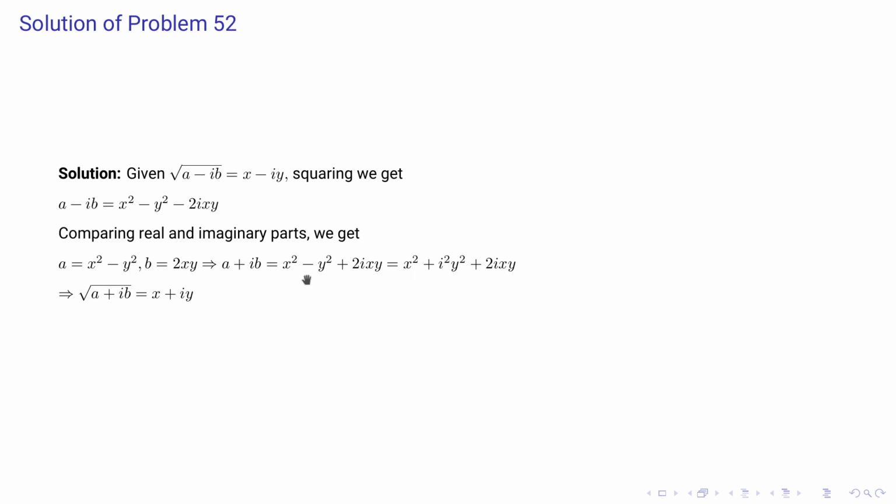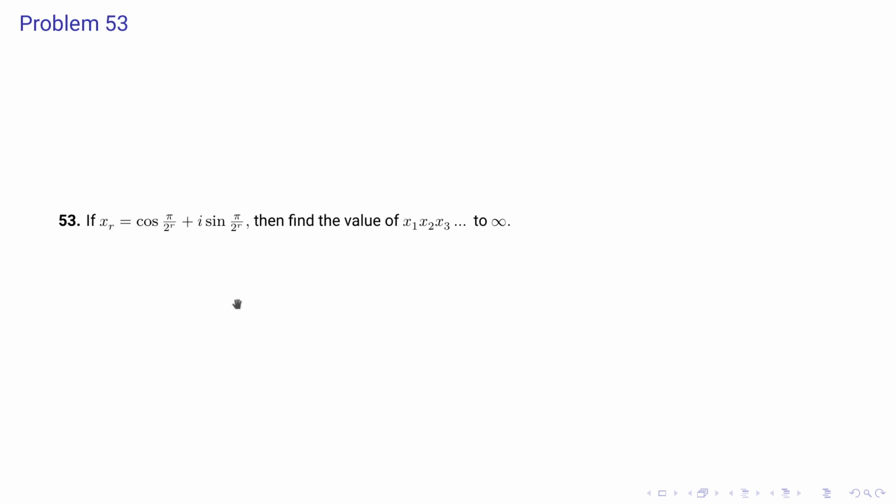Now a plus ib becomes x square minus y square plus 2ixy. So you can replace this minus with i square. You get x square plus i square y square plus 2ixy. Now this whole thing is square of x plus iy. So taking square root, we get square root of a plus ib is equal to x plus iy.